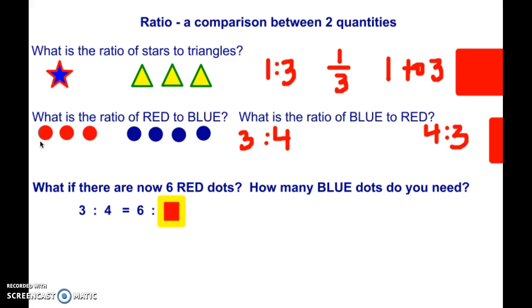Finally, what if there are now 6 red dots instead of 3? So we've doubled the number of red dots, which means we'll have to double the number of blue dots. How many blue dots would you need? Well, originally it was 3 red to 4 blue. Now we've doubled the red, so it's now 6 red to 8 blue dots.